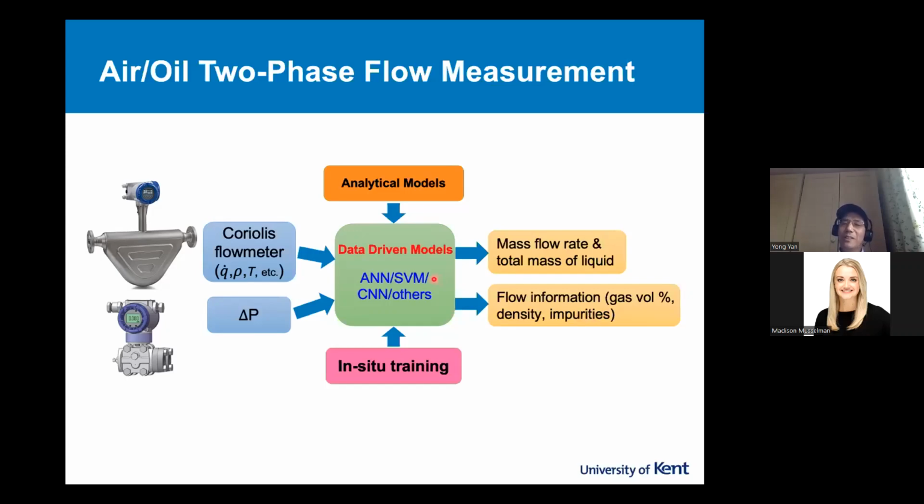So the trouble is, when you have a model built offline, then you use it for online in situ continuous measurement. Ideally, we need to do in situ training from time to time to enhance the performance of these data-driven models, which were established before we do the installation. In our case, we are also developing analytical models of gas-liquid two-phase flow, so this information can be incorporated in the modeling, again to enhance performance of data-driven models. So this is the whole methodology, how we deploy data-driven modeling techniques to achieve gas-liquid flow measurement.